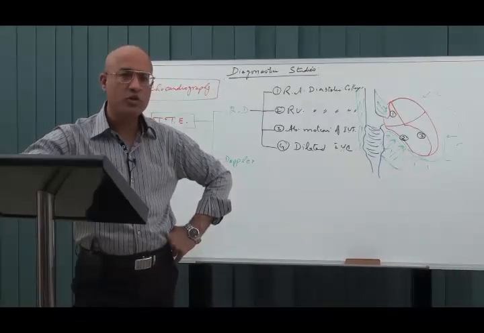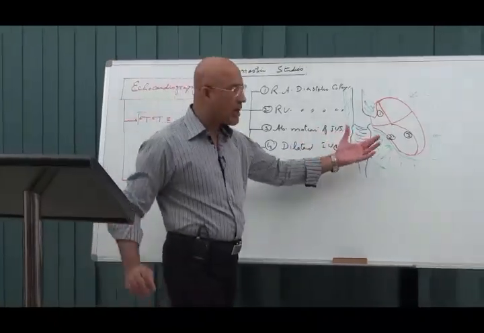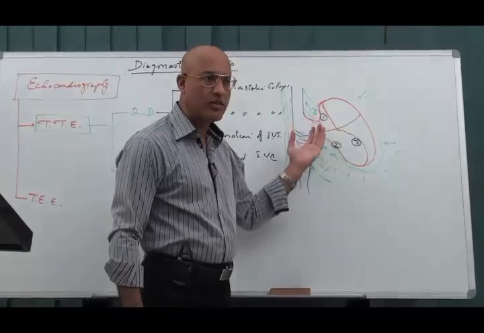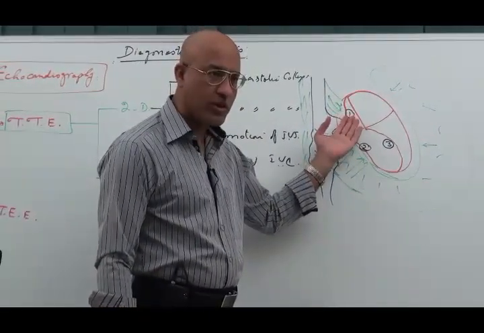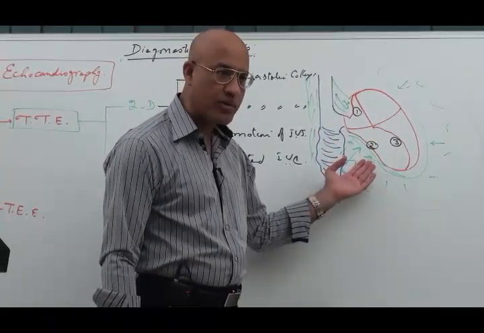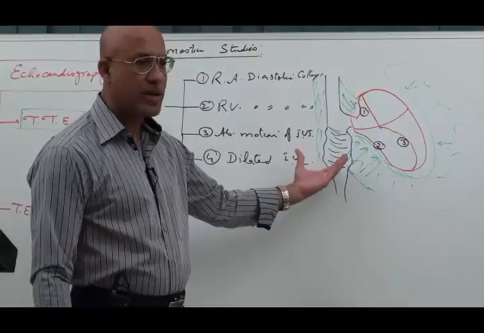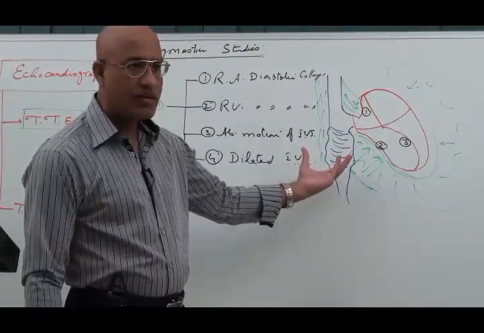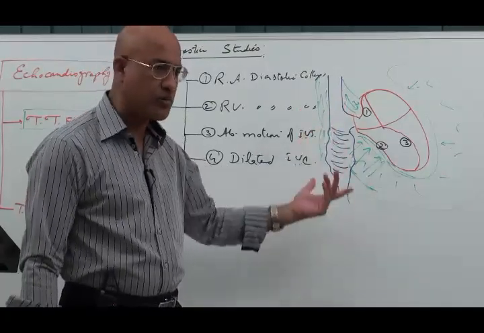But again, no need to memorize it. It's very simple, right? There's fluid around the heart. It is compressing it. Right-sided chambers are low-pressure chambers, so during diastole, they are compressed more. So atrial compression is diastolic compression, right ventricular diastolic compression with septal abnormal motion, and inferior vena cava dilation, which fails to collapse significantly during inspiration.